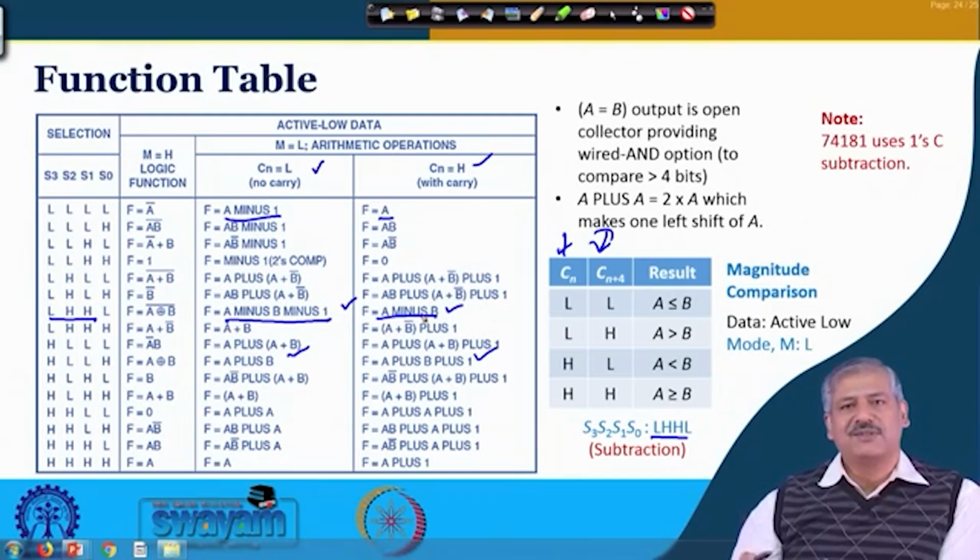In the last class, for magnitude comparison, we have seen how to get it done through subtraction, and so we told at that time that the ALU will be using subtraction for that.